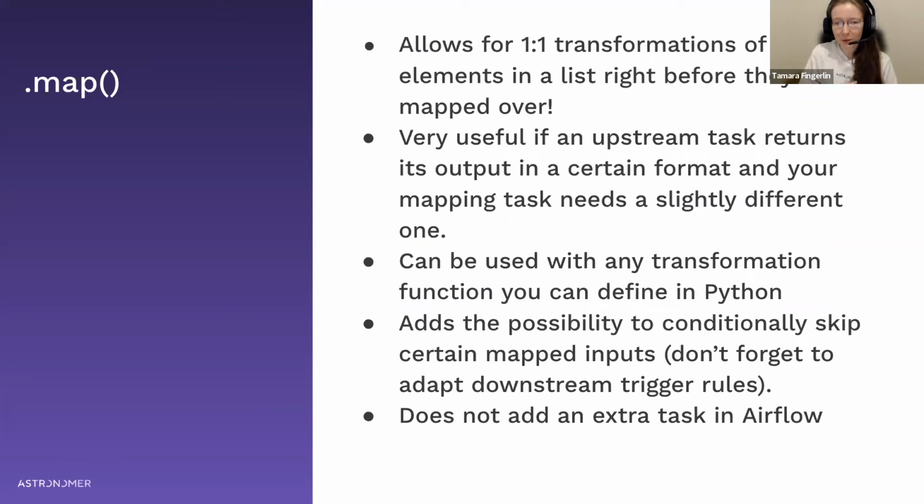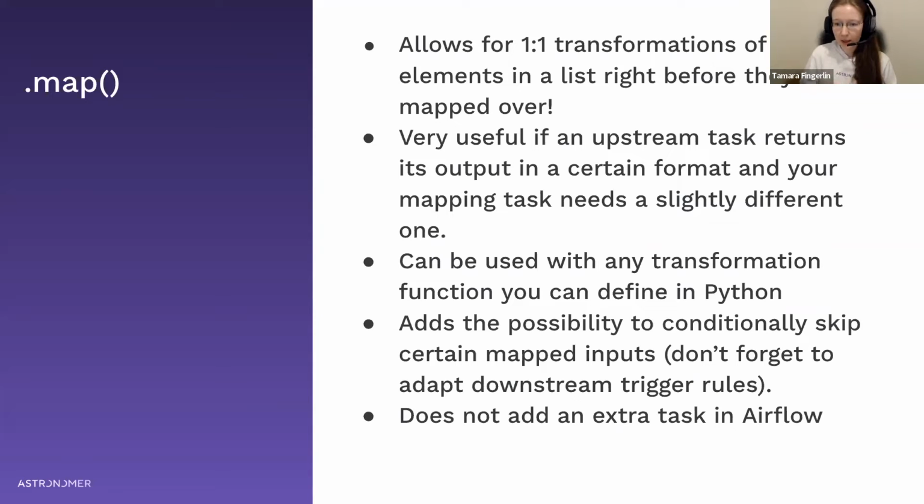So for example, you have a task that returns full paths to files, but you only need the file name, things like that. And now with .map, you have a very easy way to take in an upstream list or an upstream iterable and change every single element of this list. Yes, this can use any transformation function actually.